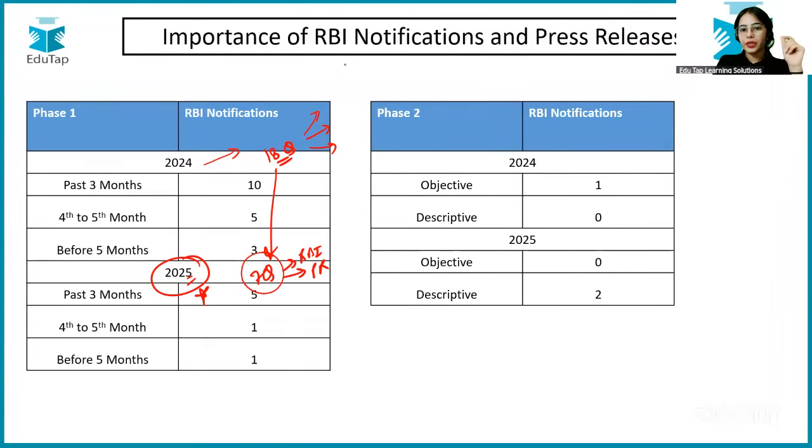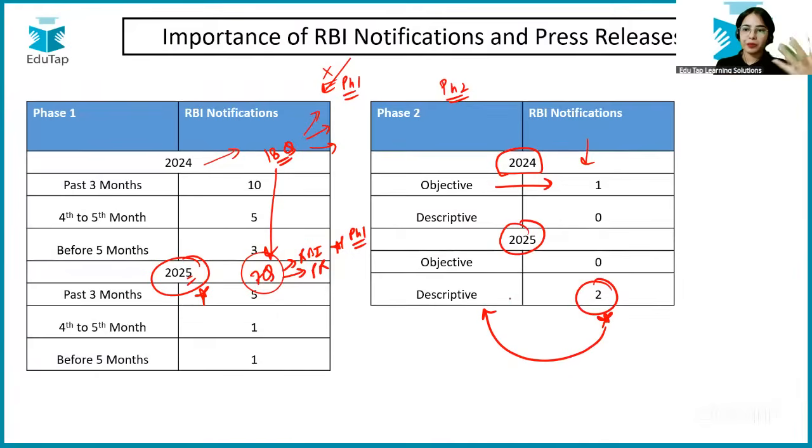Now, the RBI News tab, RBI notifications and press releases are not only important from the phase 1 perspective, but also from the phase 2 perspective. In 2024, there was only one objective question from the RBI website. But in 2025, even though phase 1 had fewer questions, phase 2 had directly 2 descriptive questions from the RBI notifications and press releases. So descriptive questions hold more weightage.